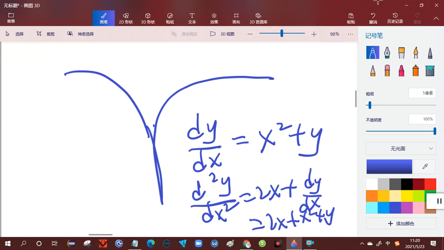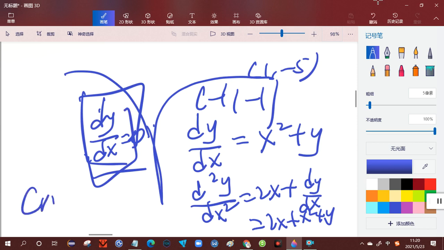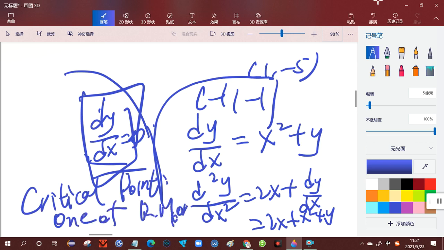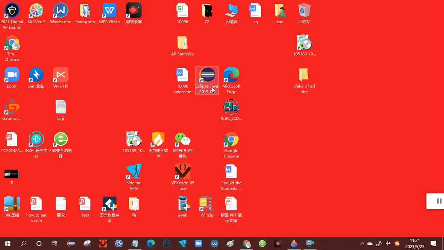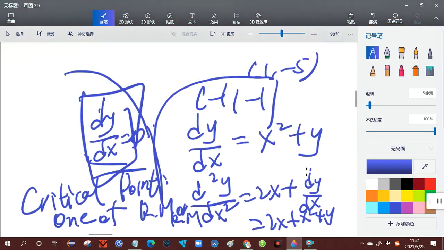So let's check the point (-1, -1) first. The point (-1, -1) shows dy over dx is 0, while the point (1, -5) did not state dy over dx is 0. Therefore, since it is a critical point, it must be one of a relative maximum or minimum. This means that we can eliminate all other three choices and only have C and D left. So now we need to identify whether it is a local maximum or local minimum.